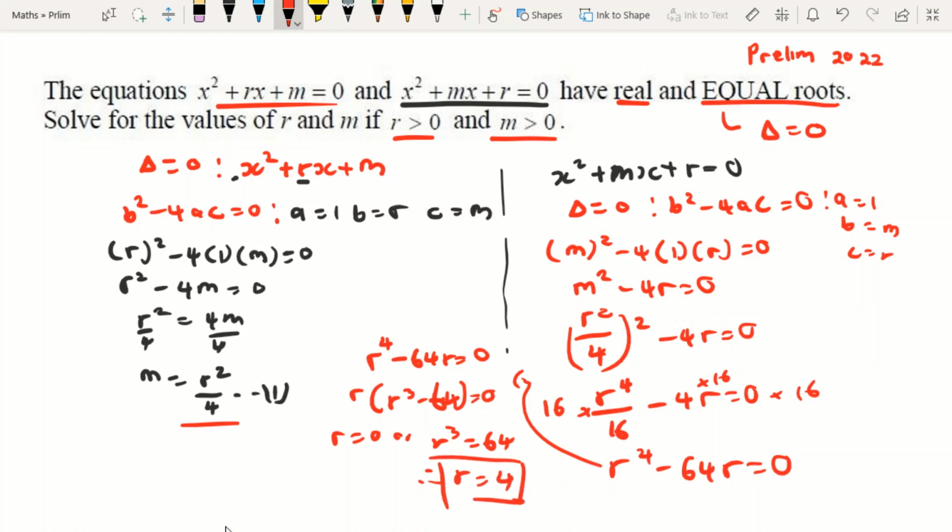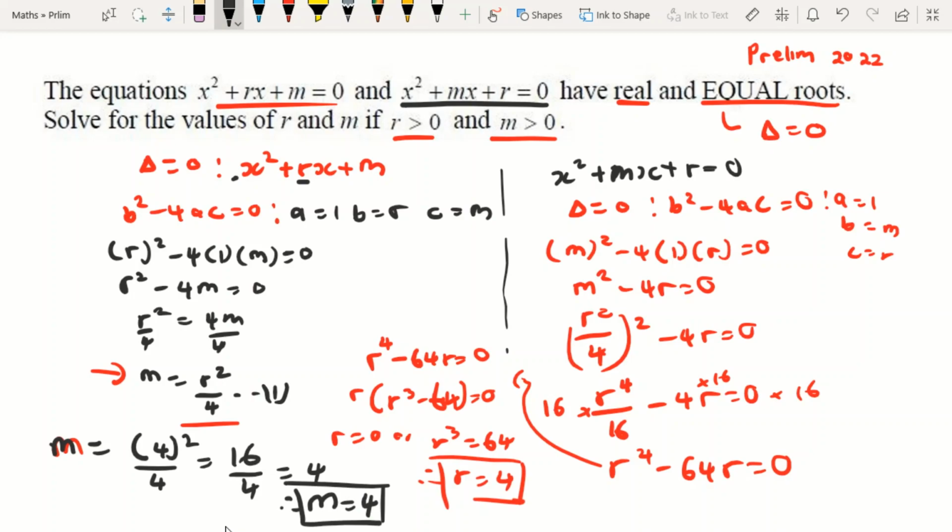So if r is equal to 4, you come back here and substitute r. So m is equal to, where there's r I put 4, so it's 4 squared over 4, of which 4 squared is 16, so 16 over 4 is just equal to 4. So therefore m is equal to 4. We're done with this question here.